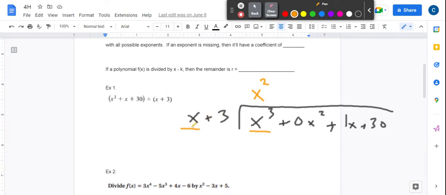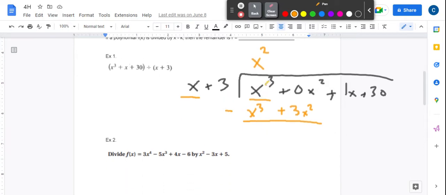Okay, so now we're going to multiply x plus 3 times x squared. So x times x squared is x cubed. 3 times x squared is 3x squared. Bring it down underneath, and now we subtract. The x cubes cancel out. 0x squared minus 3x squared is negative 3x squared. Okay, next we're going to pull this 1x down.